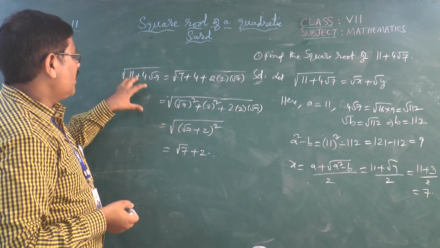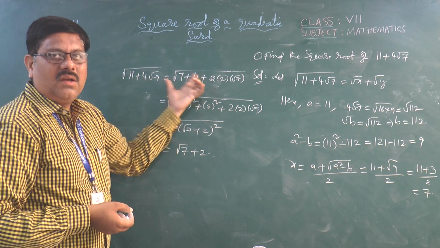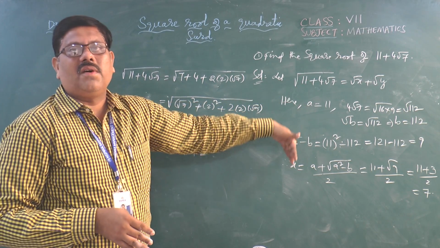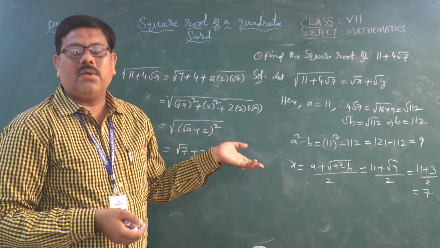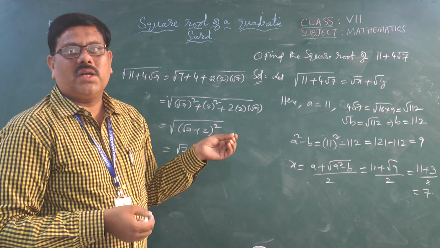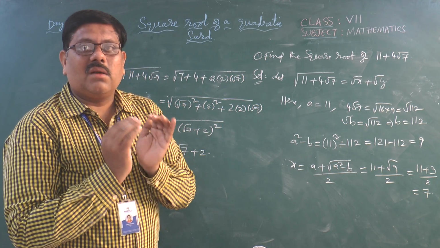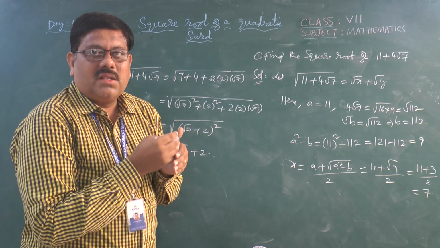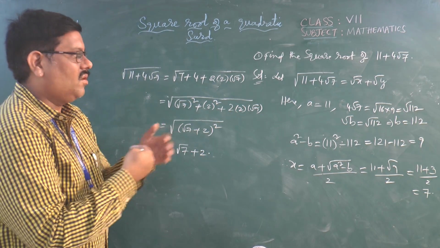But here what is important, you must be in a position to split it in this way. You must get the idea to split it. If you don't get the idea, don't worry. We always have the formula method with us. We can apply x as a plus root over a square minus b by 2 and y as a minus root over a square minus b by 2, provided a plus root b, that particular part, is in the form of a pure surd, not a mixed surd. If at all it is a mixed surd, convert it to a pure surd and go on. Fine. This is how we can solve this kind of problem.